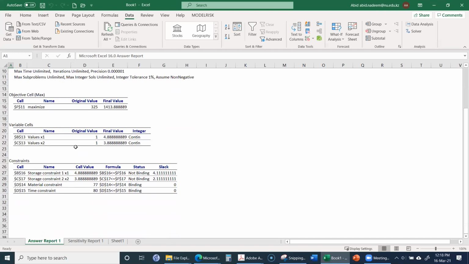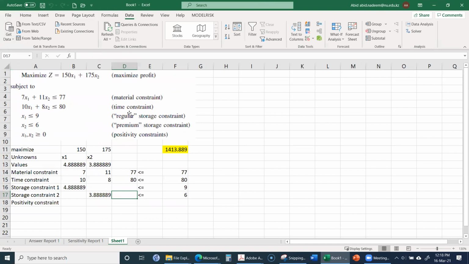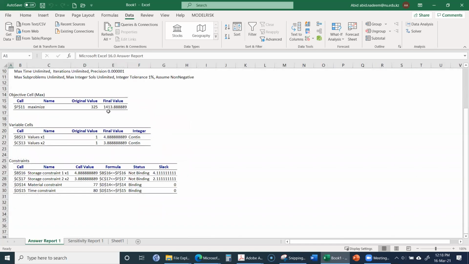Here, in the answer report, it is giving us the final answers. So the problem was to maximize. The original value was 325 and the final value was 1413. So this is the final value which we got over here, 1413. The original value was 325 because we took the initial values as 1 and 1. So that doesn't matter. The final value is 1413, so the maximum profit is 1413.889.